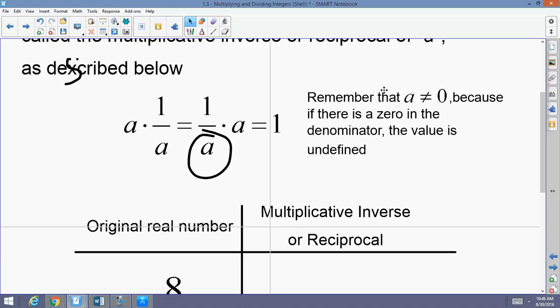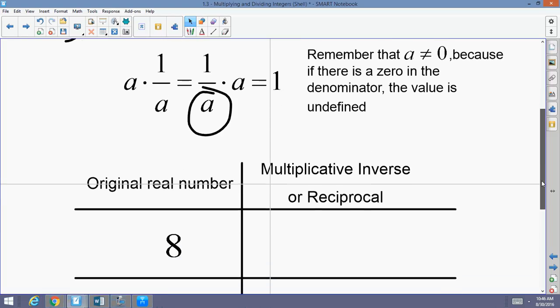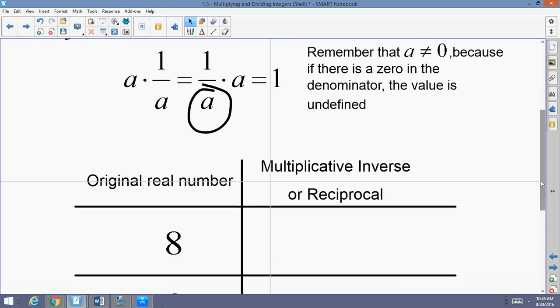So let's just take a real quick look at finding reciprocals. If the original real number is 8, what would my reciprocal be, brother? What would it be? 1 over 8. That's exactly correct. Thank you, my man. How about for the next one?